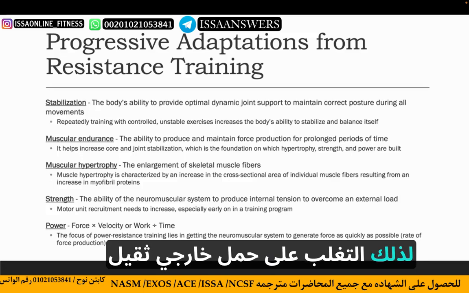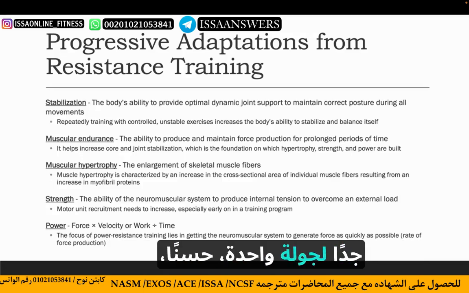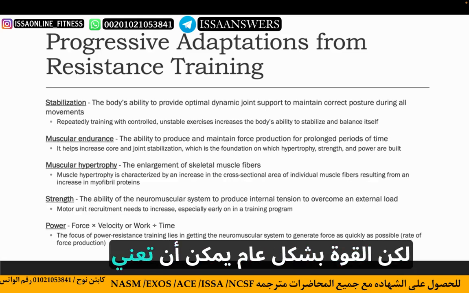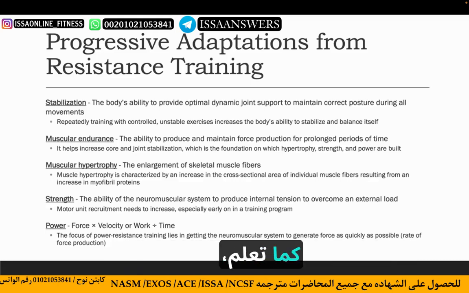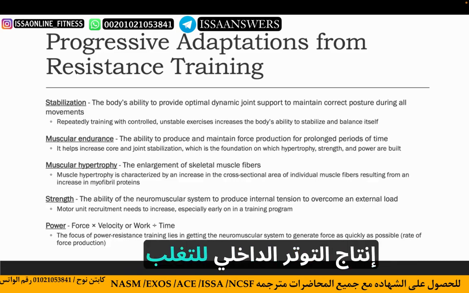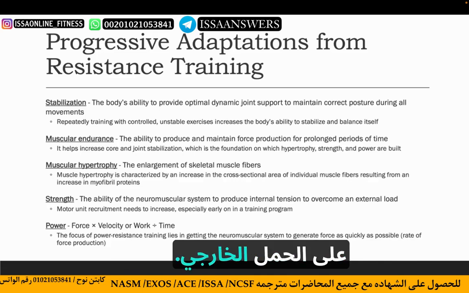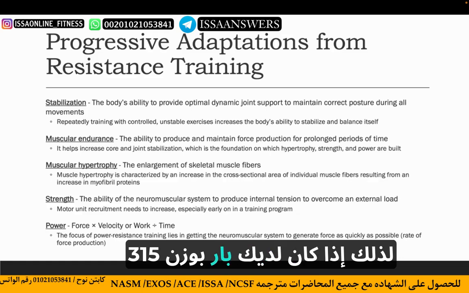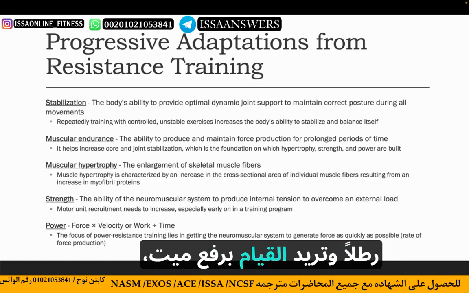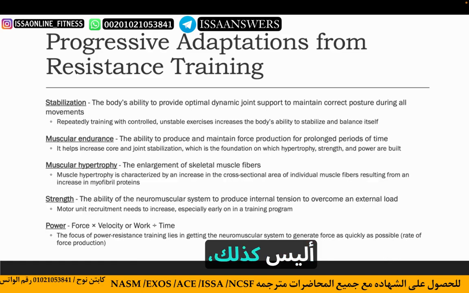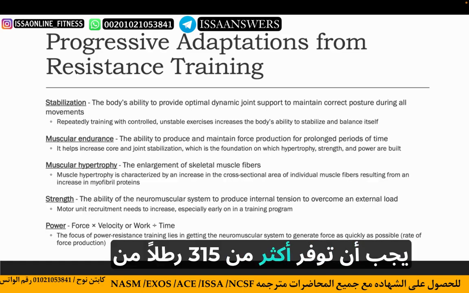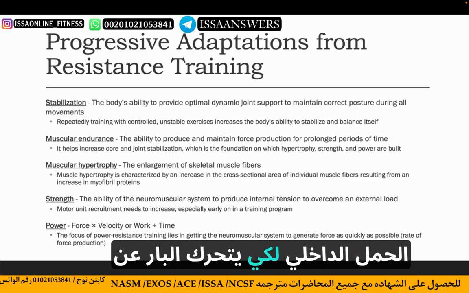Strength, so overcoming a heavy external load for one bout, okay? That's truly about strength. But strength in general could mean a little bit more than that, but it's really the production of internal tension to overcome external load. So if you have a 315-pound barbell and you're going to do a deadlift, right? You have to provide more than 315 pounds of internal load for that barbell to move off the ground.